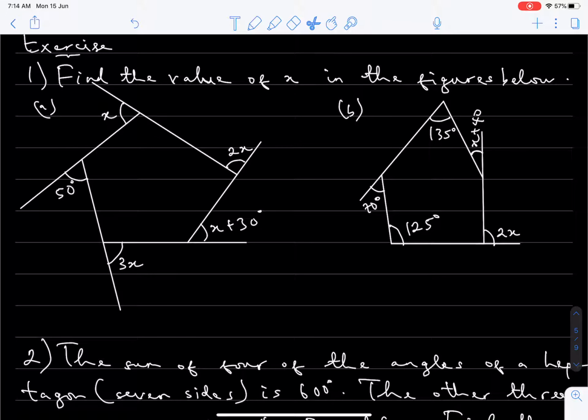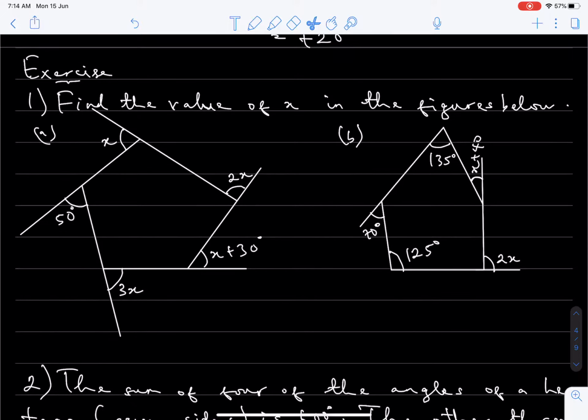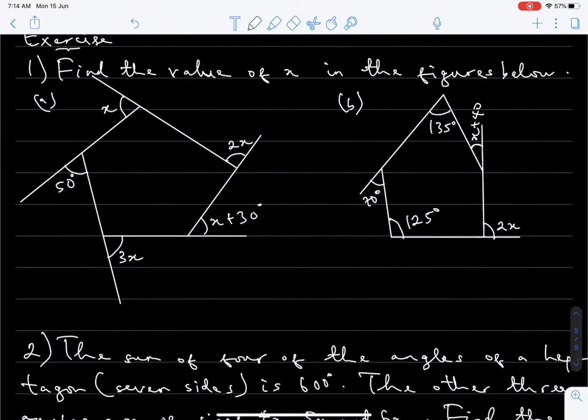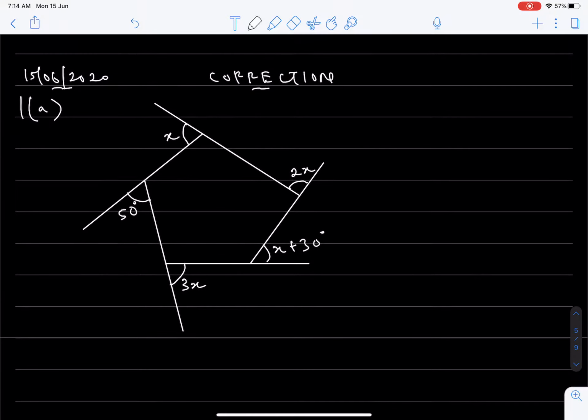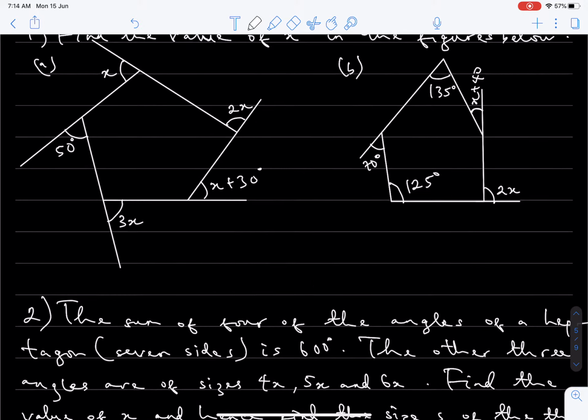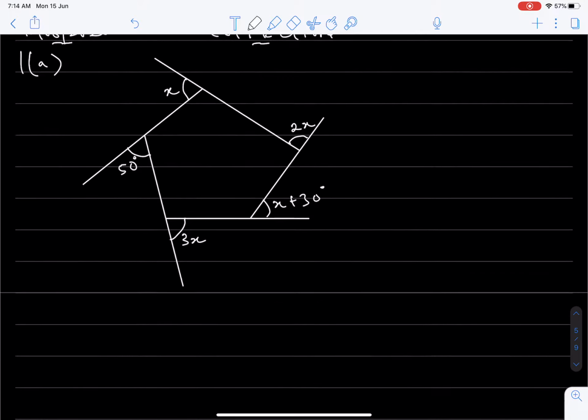So we have a correction to our last exercise today. Number 1, find the value of x in the figures below. 1a, I think I already have that here. You can see that all of the exterior angles are already given.